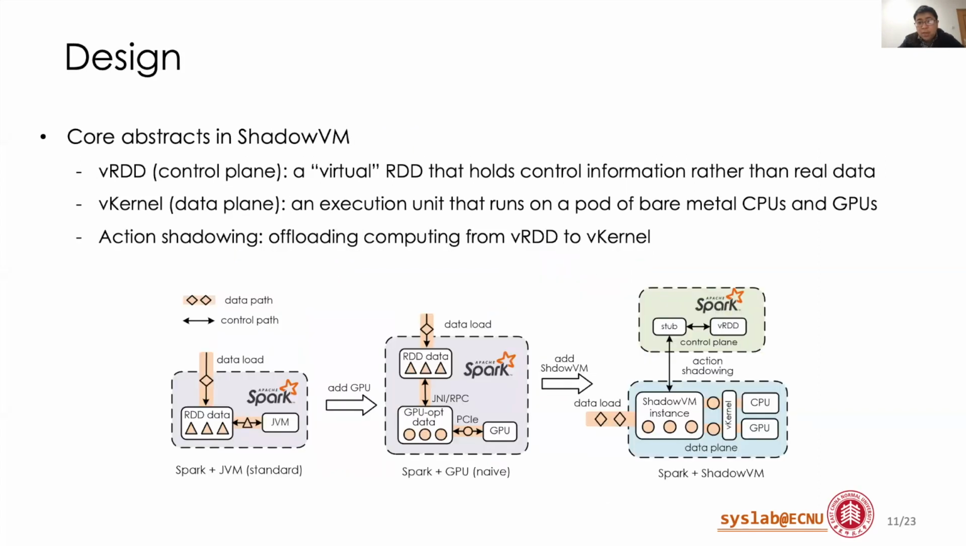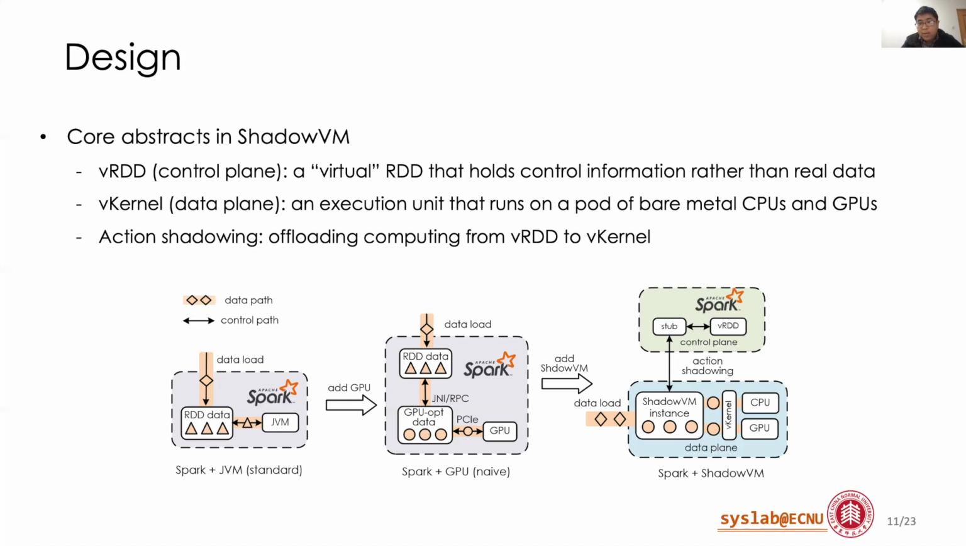The design of ShadowVM has three core abstractions, as shown in the right picture. First, it leverages vRDD as the control plane, which is a virtual RDD that holds control information rather than real data. Then it leverages vKernel as the data plane, which is an execution unit that runs on a pod of bare metal CPUs and GPUs. The data plane can be deployed as a detached, long-lived process so that its context can be reused. Data can be directly loaded into the data plane in a GPU-optimized format without conversion.